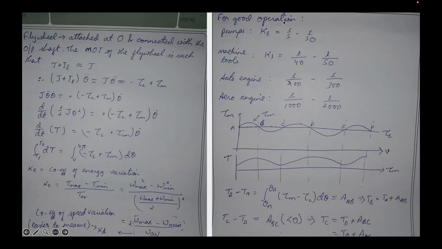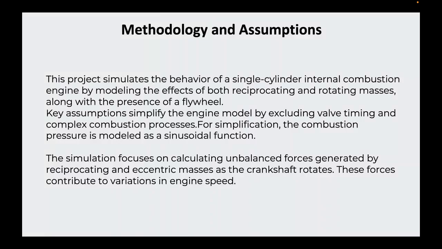And for the good operations of certain machines, the coefficient of speed variations are as follows. For pumps it is 1 by 5 to 1 by 30. For machine tool it is 1 by 40 to 1 by 50, and for auto engine it is 1 by 200 to 1 by 300.